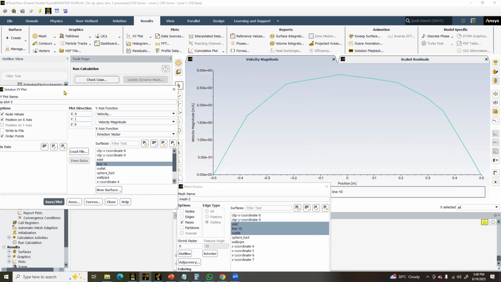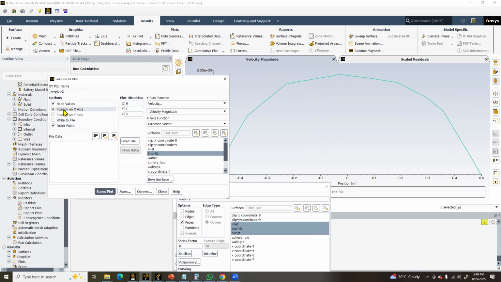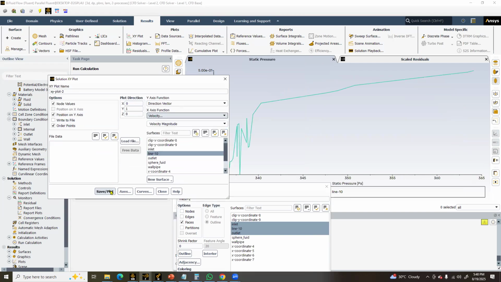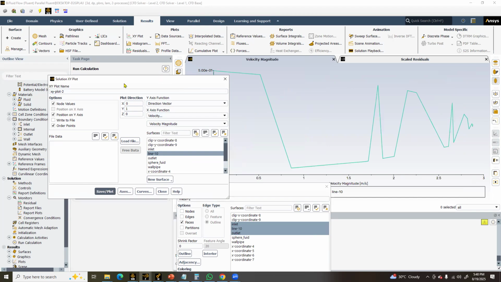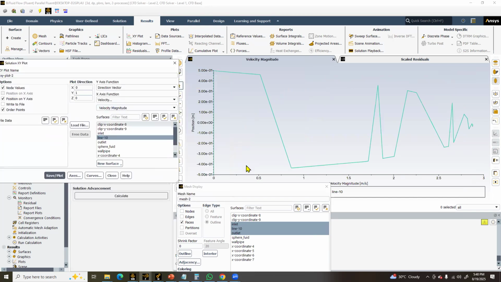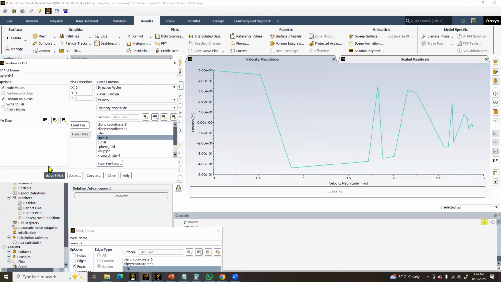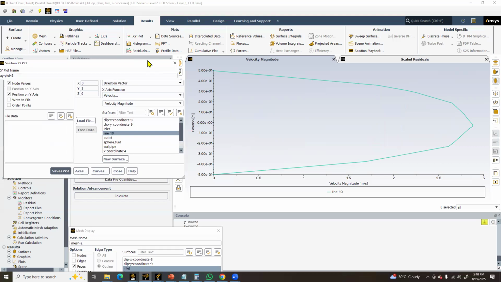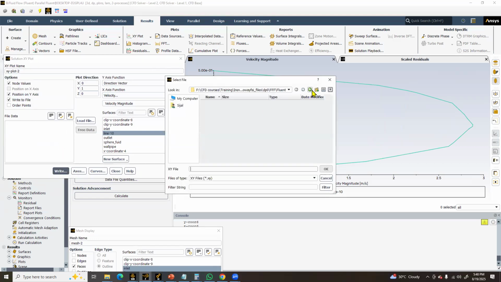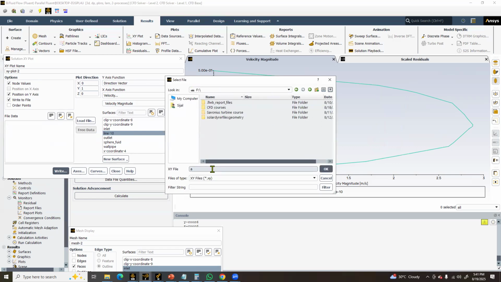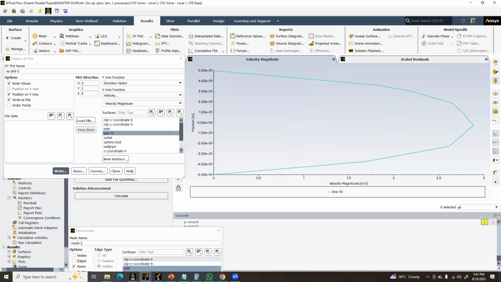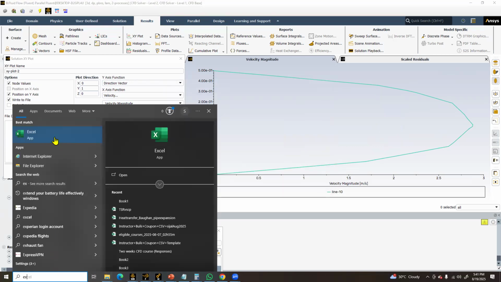Clear? So maybe you can change the position now on the y-axis like this. One minute. Velocity magnitude. Okay, like this. Clear? So once you write to the file, open it in Excel. Is it clear?